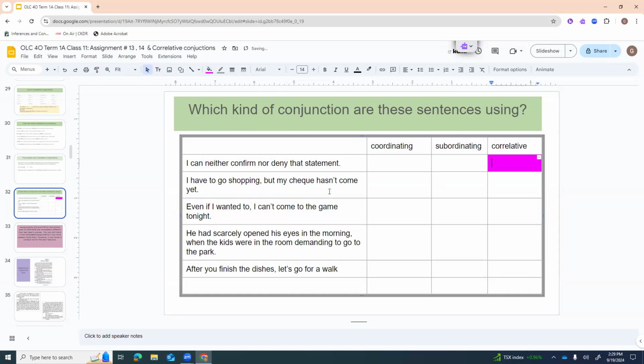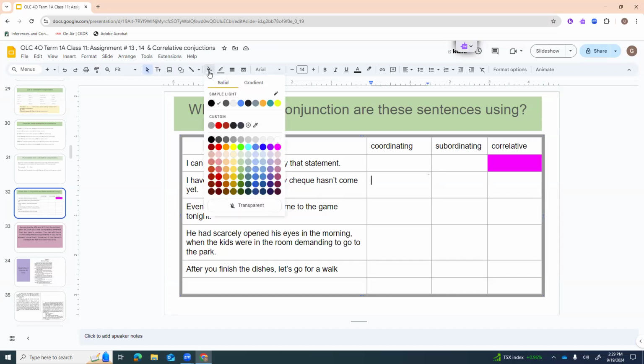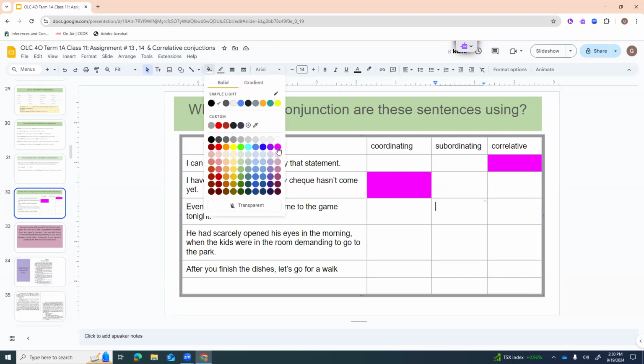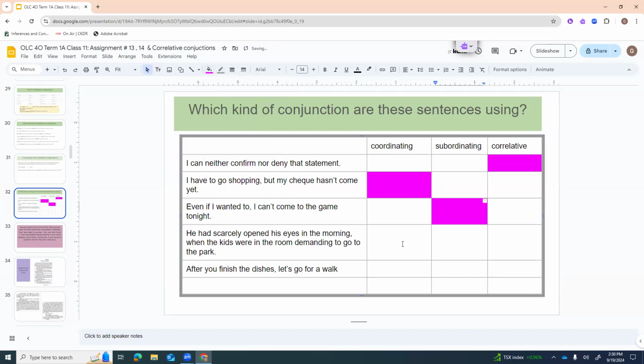I have to go shopping, but my check hasn't come yet. Okay, so but is one of the coordinating conjunctions. Even if I wanted to, I can't come to the game tonight. Even if is a subordinate conjunction. When you see it, it's joining two unequal clauses together.